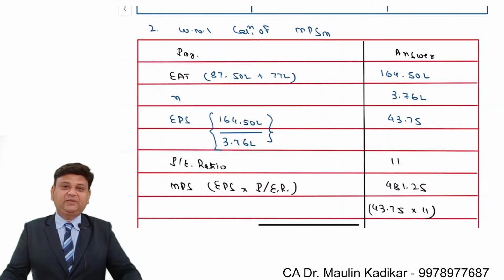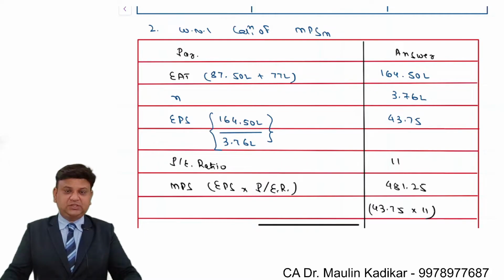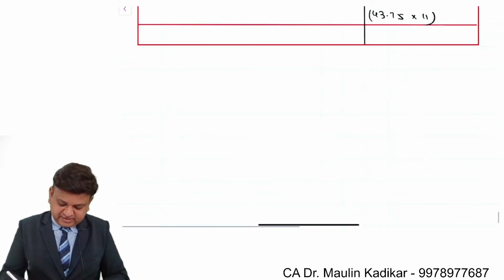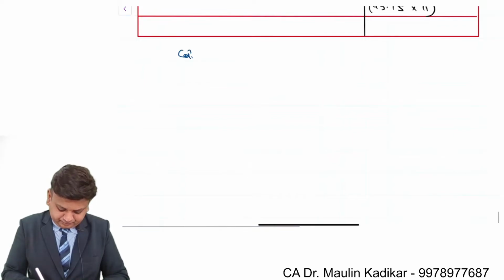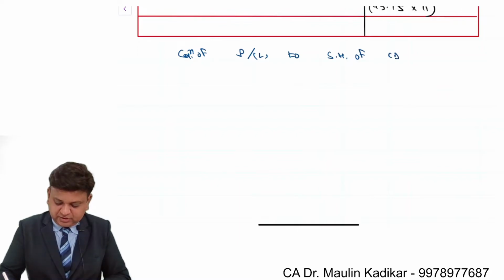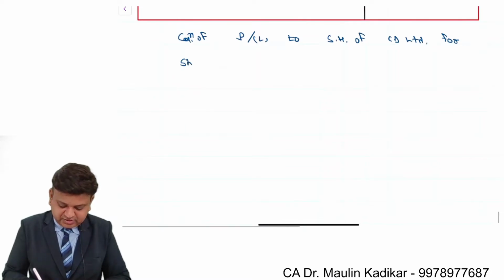Once we compute the market price per share, after that, we are required to make the computation of the profit or loss to shareholders of CD Limited for consideration of shares. Because for cash, we already have found it and that is not going to change. So we understand that the calculation of profit or loss to shareholders of CD Limited for shares consideration.